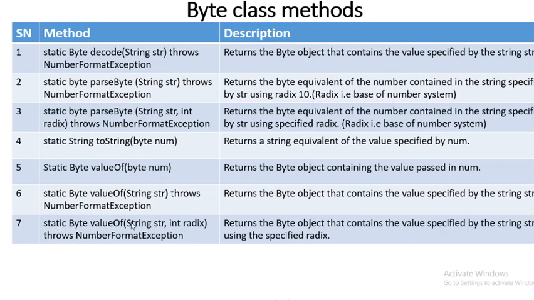Return type is Byte, valueOf in brackets first argument String str, comma int radix. The 6th and 7th methods are similar, the only difference is that in the 6th method the radix is by default considered as 10, whereas in the 7th method we can specify our radix: for decimal 10, for octal 8, for hexadecimal 16, like this. So this string will be converted into a Byte object as per the radix we have specified, and if this conversion is not possible, it will throw NumberFormatException.